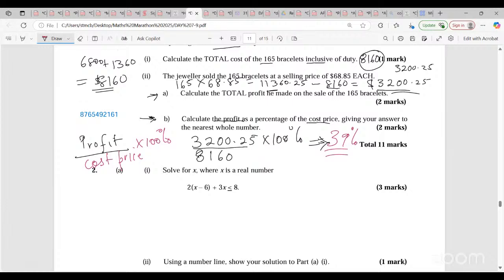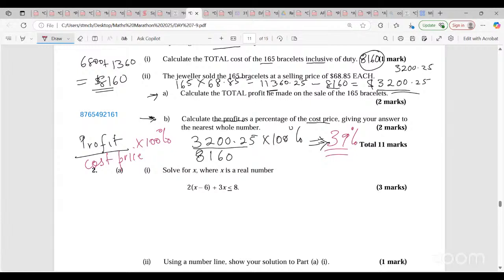Try the next one. Solve for x, where x is a real number. 0.39. But remember, you're not timesing it by 100%. If you get 0.39, remember, you have to times it by 100%. 3,200 divided by 8,001 times 100%.